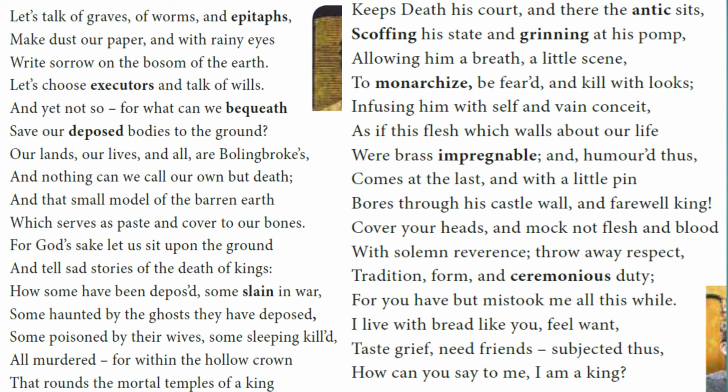Taste grief, need friends, subject to death. I also wanted bread, so I hunger myself. For me, like you, like a common man, I feel. I too have the feelings of a common man. I too have faced many sorrows. I too need friends. These are very common to all, not only for a king or any other commoner.